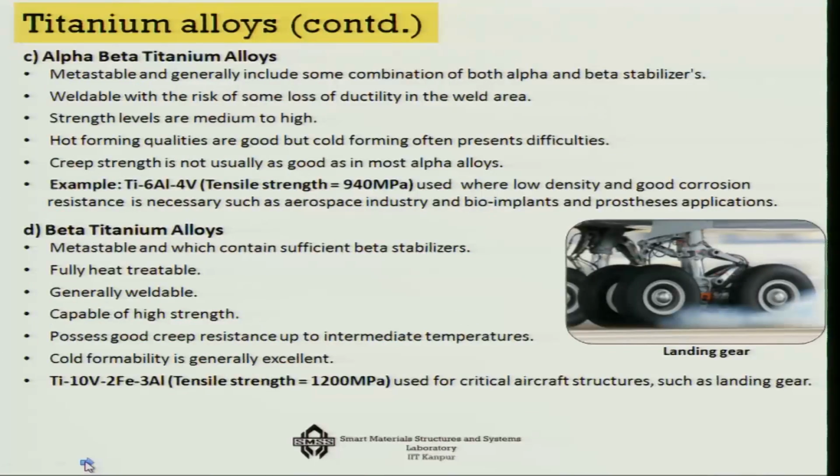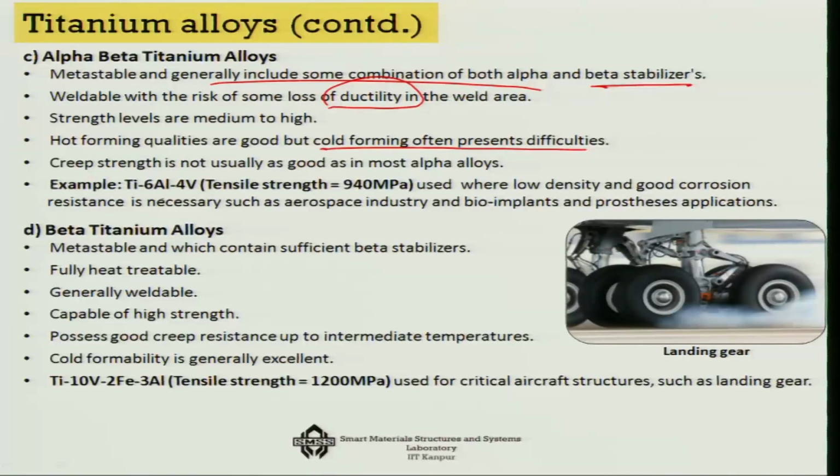Then you have the alpha beta. This one is metastable, that means it is not a very stable configuration, and generally includes some combination of both alpha and beta stabilizers. It is weldable, but if you weld, there is a risk of some amount of loss of ductility. Strength levels are medium to high, hot forming qualities are good, but cold forming often presents difficulties. Creep strength is not usually as good as in most alpha alloys.